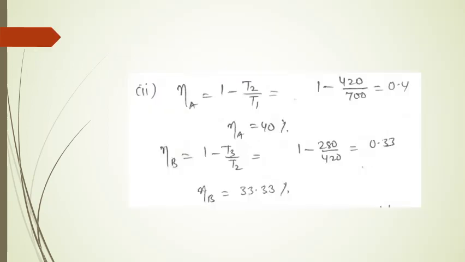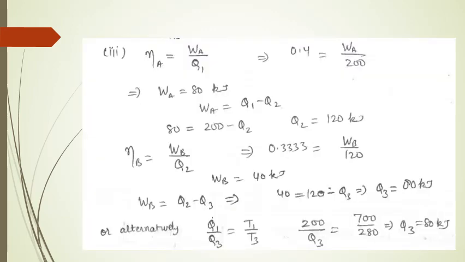Now the efficiency of an engine can be determined from the values of temperatures. T2 comes out to be 420 Kelvin as calculated from the expression given on the last slide, as the value of T2 was (T1 plus 2T3) upon 3. So that gives the value of T2 equal to 420 Kelvin, and with this the efficiency of engine A comes out to be 40%. Now the efficiency of engine B can be computed with the formula 1 minus T3 upon T2, and that comes out to be 33.33%.